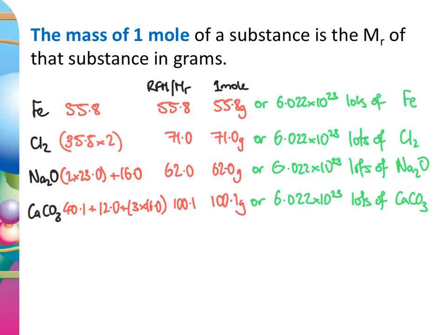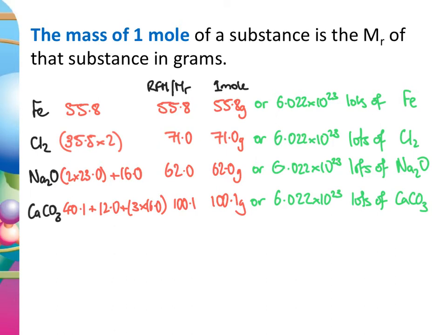So I've chosen 4 substances. I've chosen iron, chlorine, sodium oxide and calcium carbonate. And then I've looked at the relative atomic masses of the elements in those formulae. So iron is just Fe, so it's 55.8 on the A-level periodic table. So that means its RFM or MR is 55.8. And we know that the mass of 1 mole of iron is going to be the MR with grams after it. So it's going to be 55.8 grams. What that also means is that if we have 55.8 grams, then we know that we have 6.022 times 10 to the 23 lots of Fe atoms.